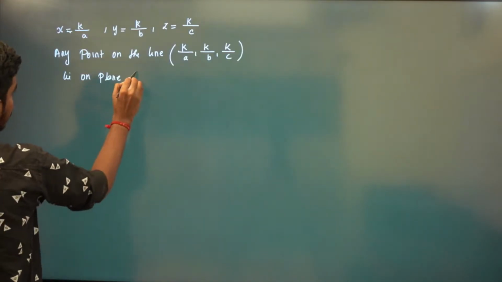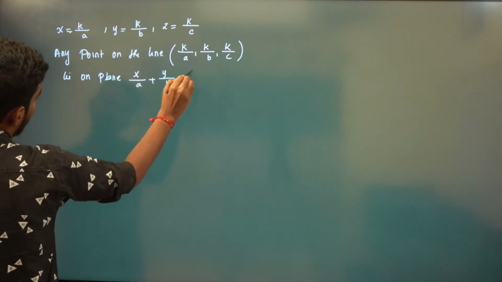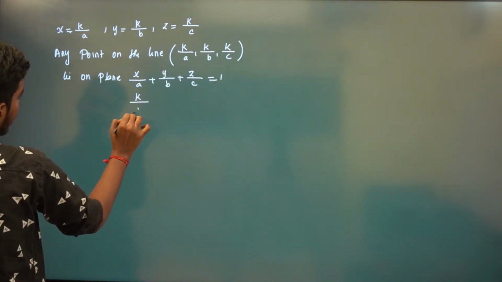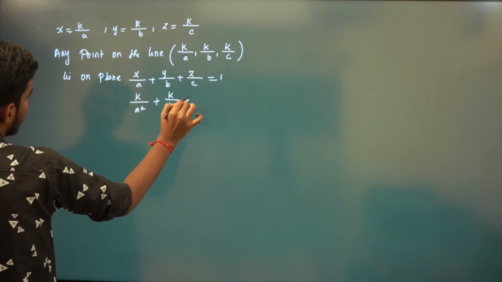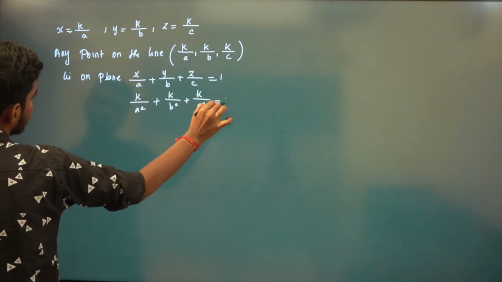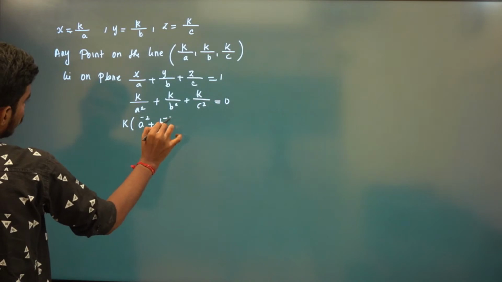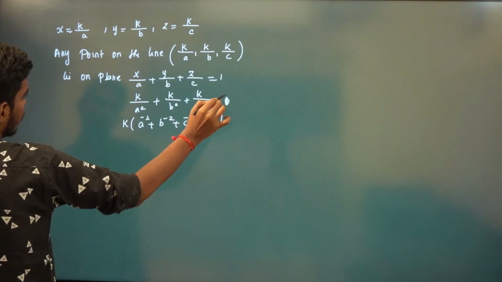It is X by A plus Y by B plus Z by C is equal to 1. X is K by A, so we'll have K by A square. Y is K by B, so we'll have K by B square. Z is K by C, so we'll have K by C square is equal to 1. So if I take K outside, we will have A power minus 2 plus B power minus 2 plus C power minus 2 is equal to 1.